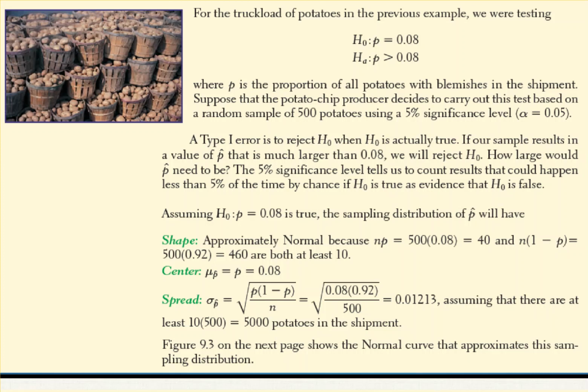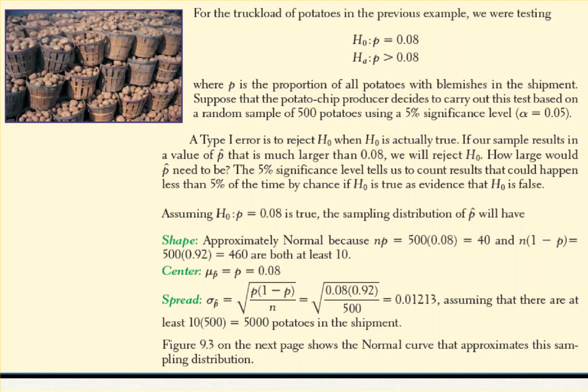So if our sample results in a value of p hat that is much larger than 0.08, we will reject the null hypothesis. How large would p hat need to be? The 5% significance level tells us to count results that could happen less than 5% of the time by chance if H naught is true as evidence that H naught is false. So basically we only want a type 1 error 5% of the time, right? So 95% of the time we're not going to have a type 1 error.